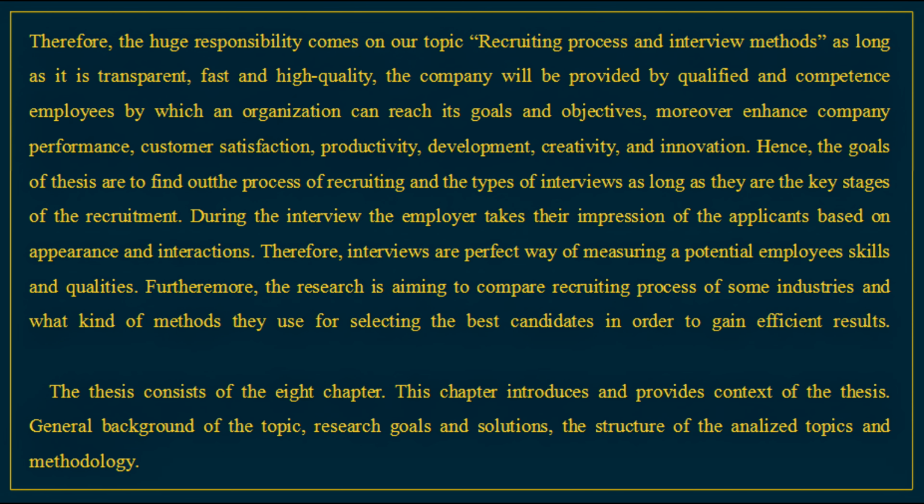During the interview, the employer forms an impression of the applicants based on appearance and interactions. Therefore, interviews are a perfect way of measuring a potential employee's skills and qualities. Furthermore, the research aims to compare the recruiting process of some industries and what kind of methods they use for selecting the best candidates in order to gain efficient results.